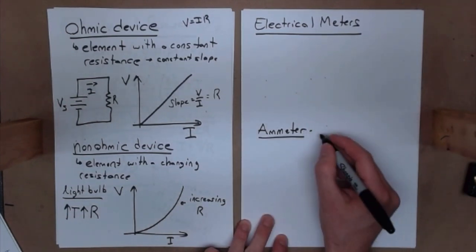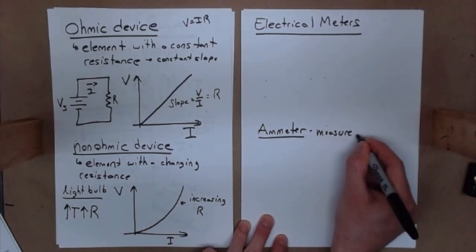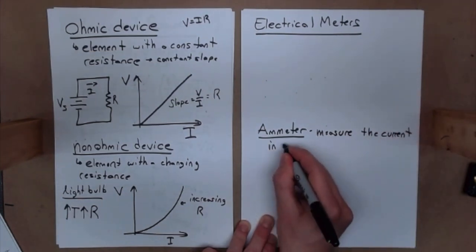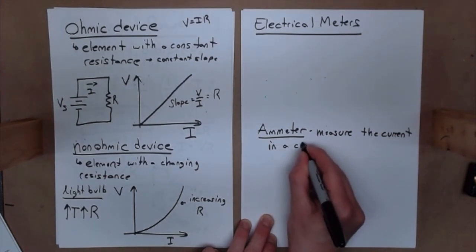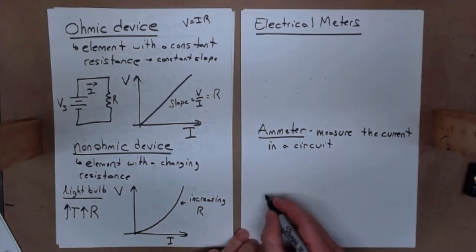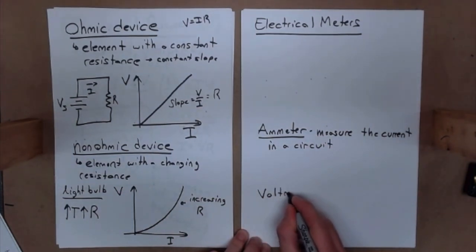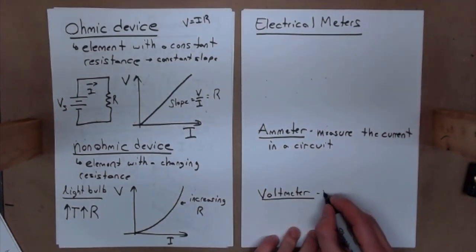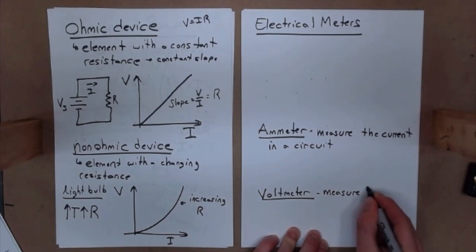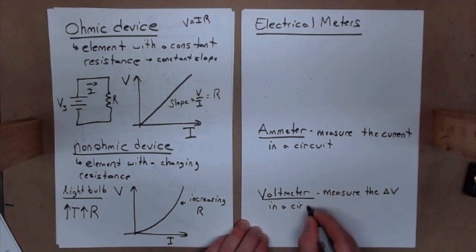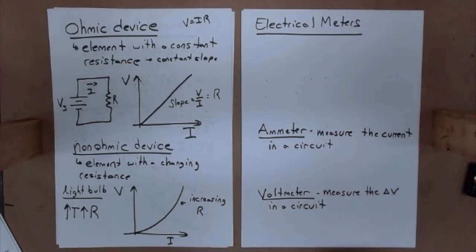This is going to measure the current in the circuit. We also have a voltmeter, which, as the name would suggest, is going to measure the potential difference in a circuit. I'm leaving space deliberately because we're going to have to add some information about them.